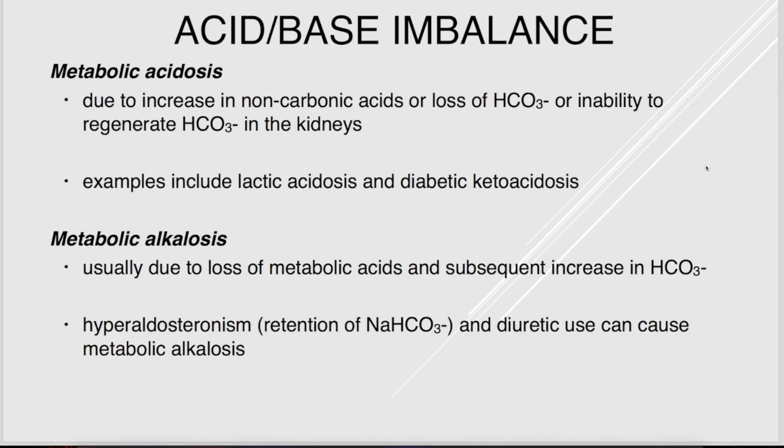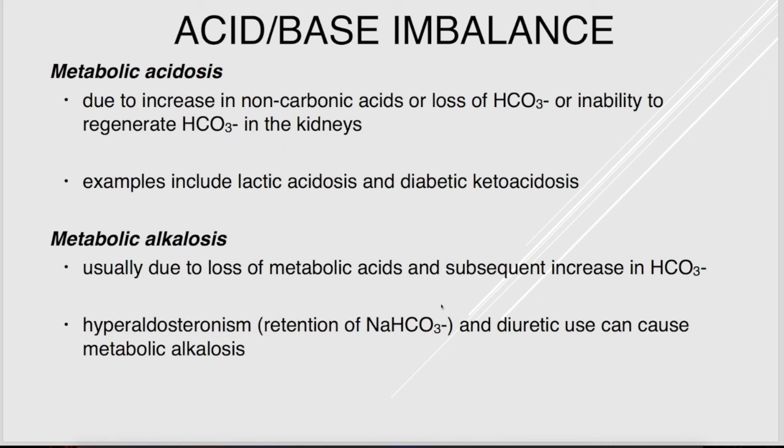So metabolic acidosis is due to an increase in non-carbonic acids. That's really key, non-carbonic acids. We're not talking about the lungs, we're talking about a metabolic acidosis. Or a loss of bicarb, as well as the possible inability for the kidneys to make new bicarb, which can happen in renal failure. So lactic acidosis and diabetic ketoacidosis are a couple of really common causes. We'll talk about diabetic ketoacidosis in detail when we get to the endocrine system. Lactic acidosis can arise by a number of different conditions and situations.